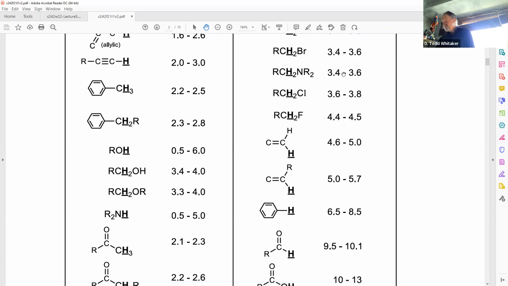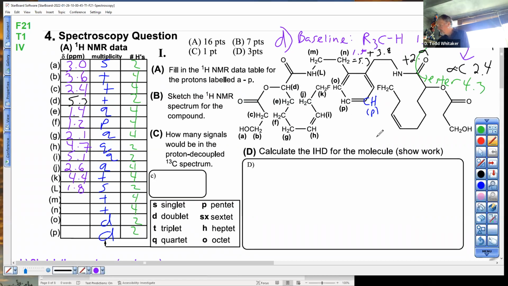So how about 3.5 if we haven't used it yet? We're talking about M. We're talking about H attached to C attached to N. 3.5, if we haven't used it, we use the 3.6. Let's go down to 3.4. That's the low end. Stay away from that 3.6 a little bit. Getting there, guys.